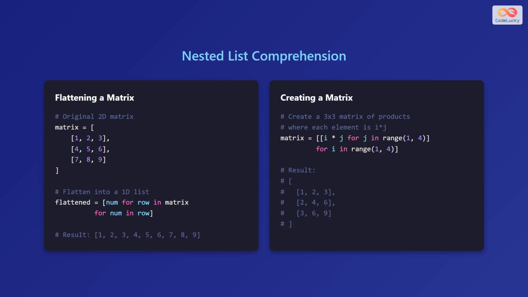Second, creating a matrix. To create a 3 by 3 matrix where each element is i times j, we write a nested comprehension. The outer loop iterates through i from 1 to 3, and the inner loop iterates through j from 1 to 3, calculating their product.